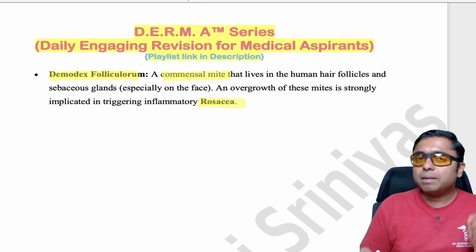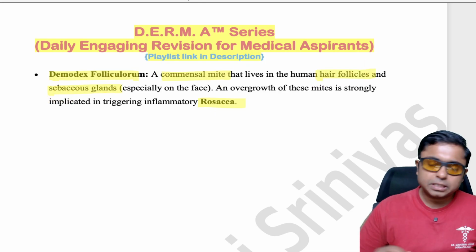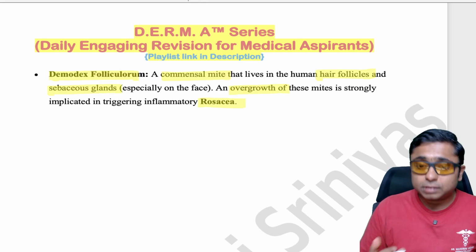Coming to another condition, which is rosacea, which could have an association with Demodex folliculorum, which is basically a commensal mite that lives in everyone, especially in the hair follicles and sebaceous glands of the face, and overgrowth can be associated with rosacea.